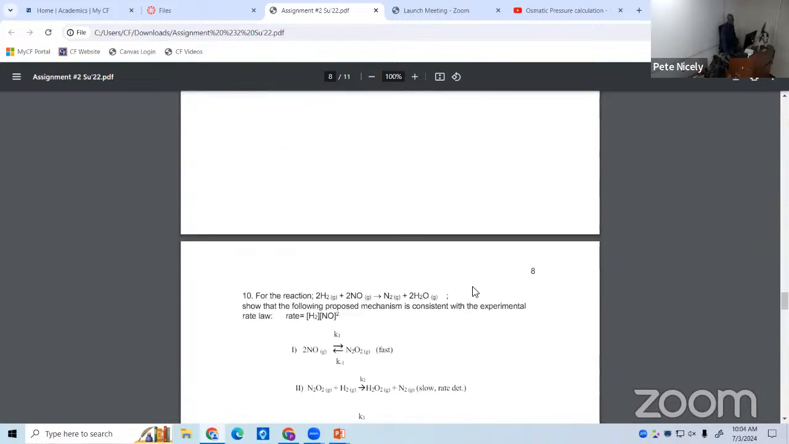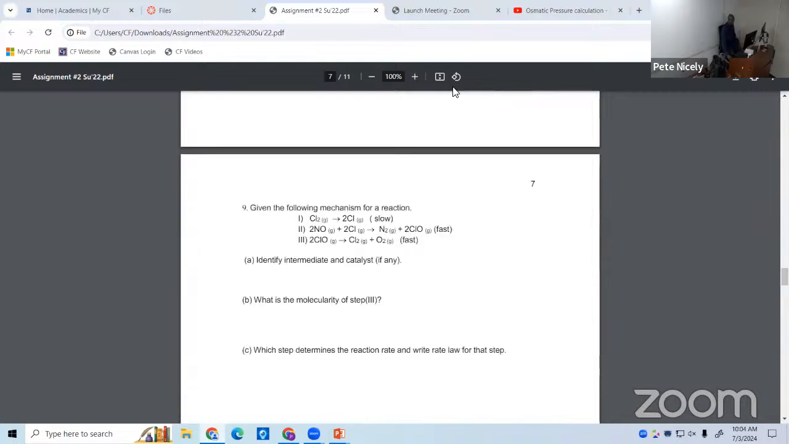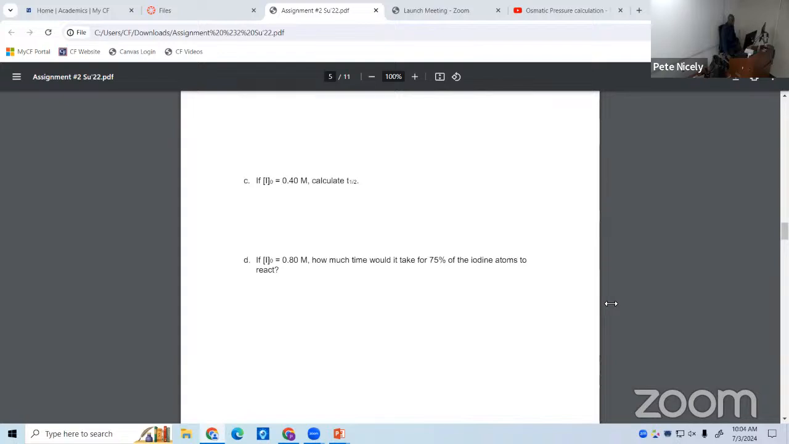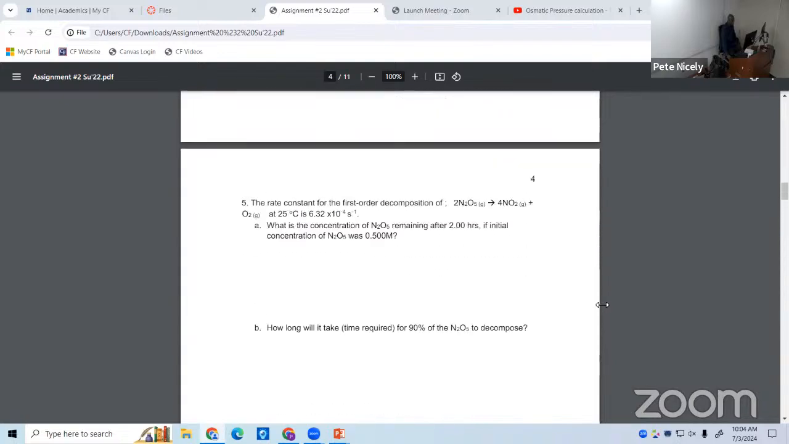So, okay, somebody has a question. Somebody's asking for us to work through number 5. So let's see what number 5 says. Number 5 says the rate constant for the first order decomposition of N2O5 is 6.32 times 10 to the minus 4 seconds to the minus 1. So the question is, what is the concentration of N2O5 remaining after 2 hours if the initial concentration of N2O5 is 0.500 M?